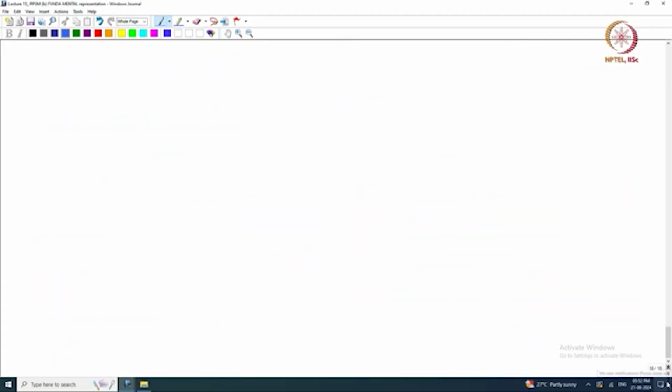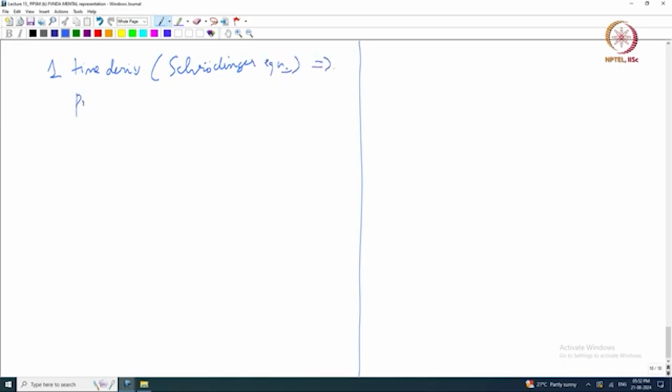In other words, if I had had just one time derivative like in the Schrodinger equation, I would have had the probability of finding the wave function, of finding a state in one particular eigenstate, right, to be time independent.